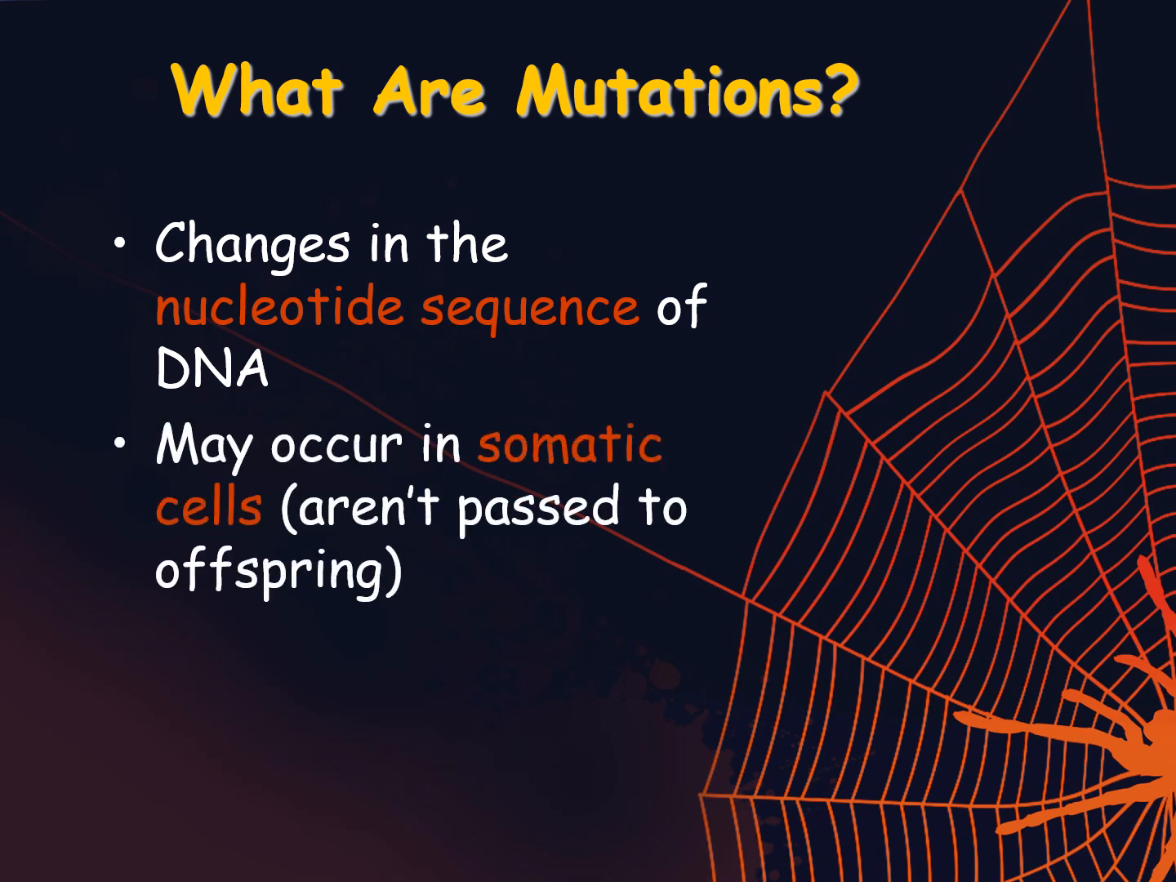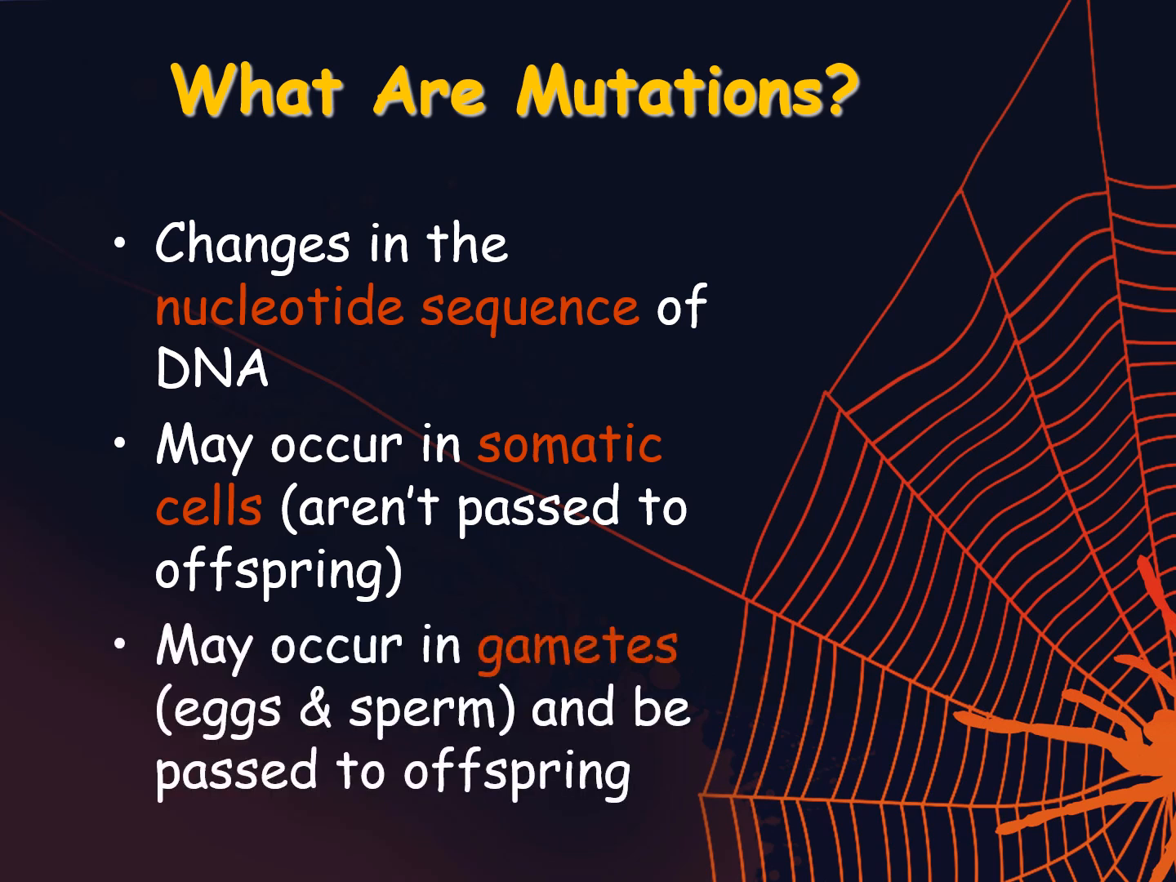It may occur in somatic cells. These are the ones that are not going to be passed on to offspring, so the general cells in your body. Or it can occur in the gametes, the egg and sperm. If it occurs in the gametes, these, of course, will get passed on to the offspring and can lead to changes in the future.